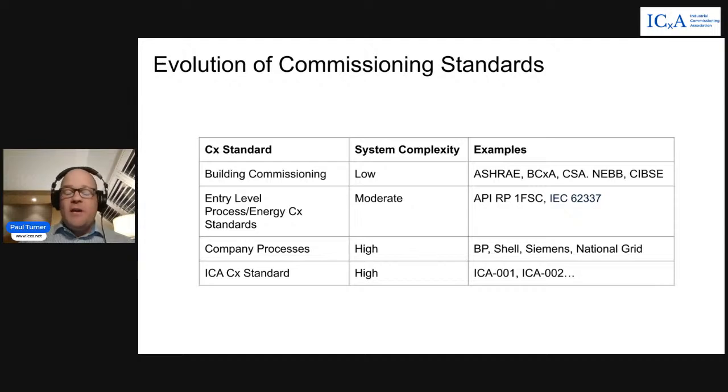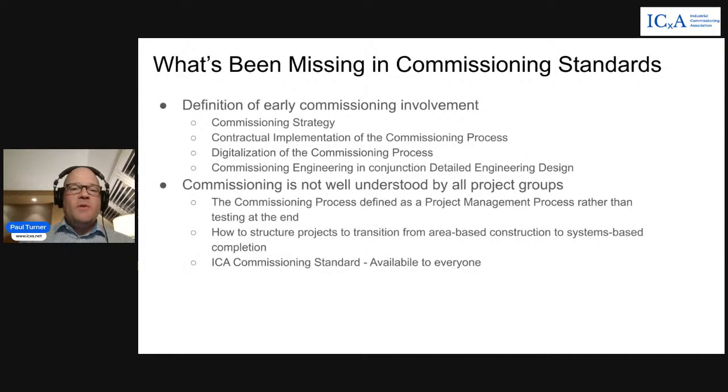So the ICA Global Commissioning Standard is publicly available. Anybody can get access to it. And our goal is to get this information in the hands of as many people as possible so that we can help everyone on projects understand how to complete commissioning. So that's kind of the evolution of the commissioning standards, say, over the last several decades, and what's got us to this point to develop the ICA Global Commissioning Standard.